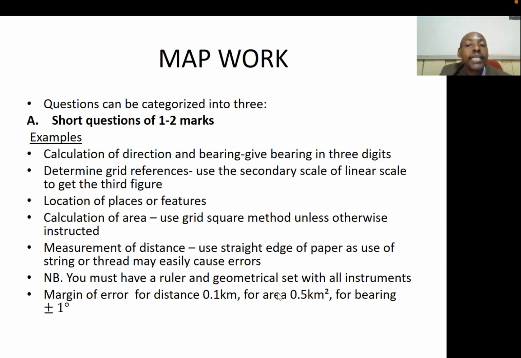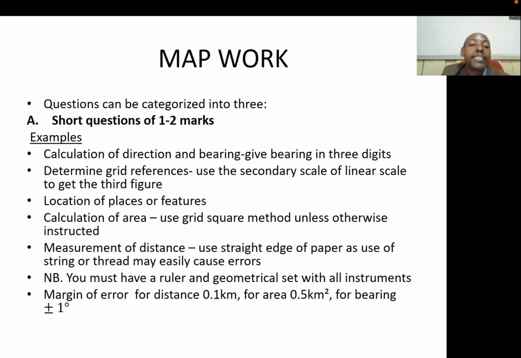Here, use the secondary scale of the linear scale to get that figure, because this way your answer will be accurate. Don't use the ruler because the ruler may have errors in the units or in the calibration. Get a piece of paper, take it to the linear scale where we have the secondary scale, and then mark out those portions of the secondary scale, and then transfer that to the map and measure to get the 3rd digit so that your answer is accurate.